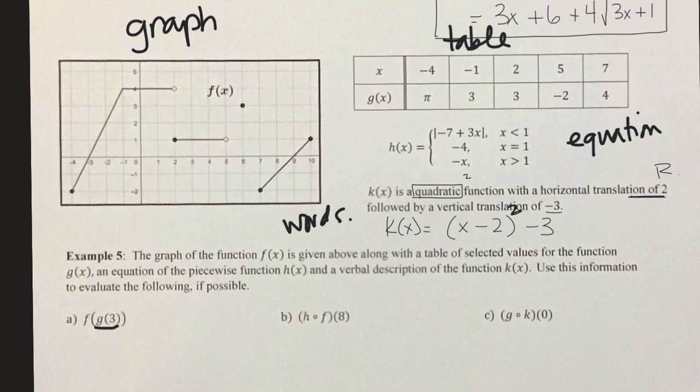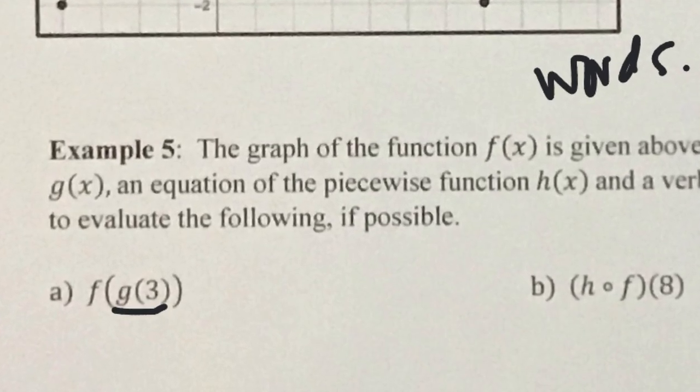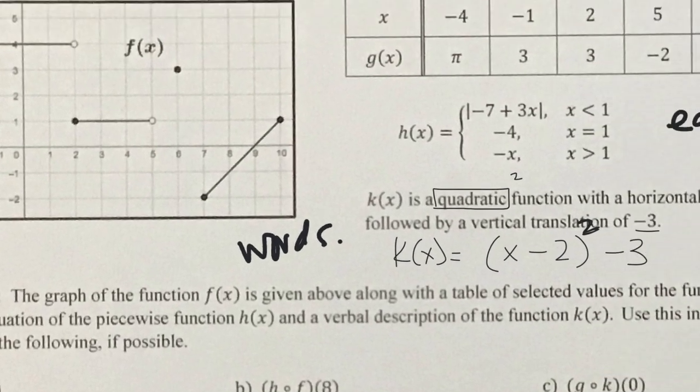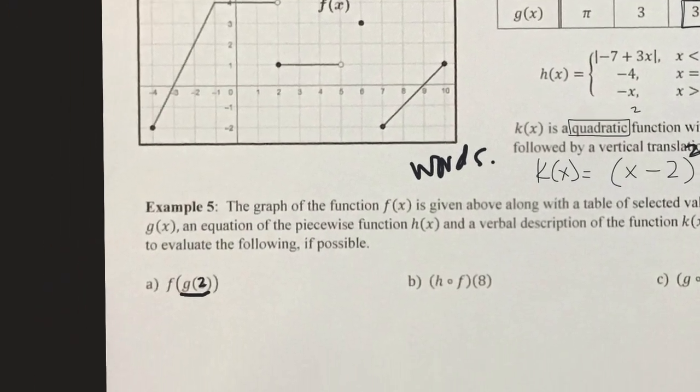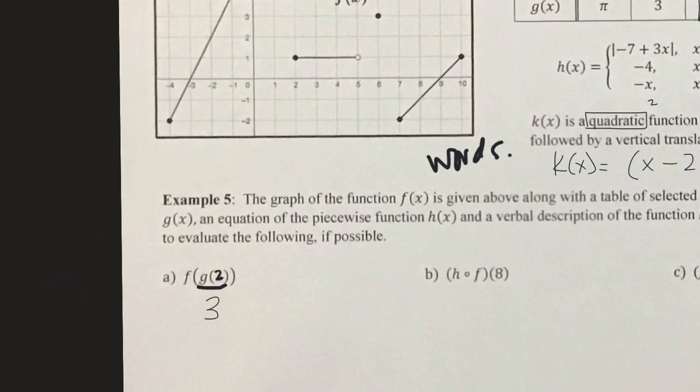Okay, g of 3. Do we have a g of 3? No, we don't. Okay, so that's not good. Let's change it to a g of 2 and see if that makes any more sense. Okay, g of 2. So we come to our table. When x is 2, our y value is 3. So I'm evaluating g of 2. That is the number 3.